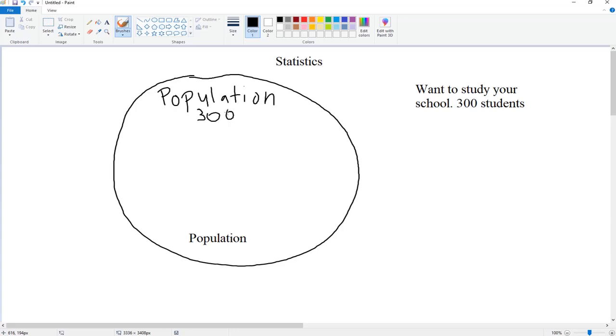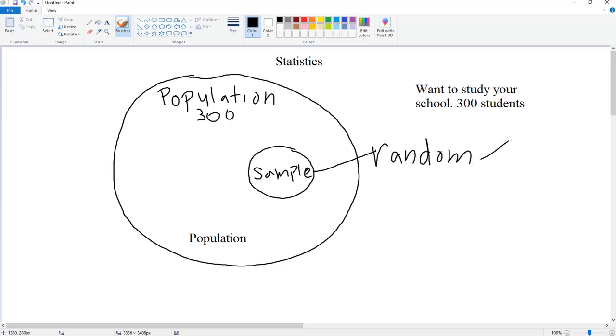So what we'd use in statistics is something called a sample. Now, a sample is a part of the population that is randomly chosen. There are two kinds of samples that you could have. You could either have a random sample, and this is the one that you want, and I'll explain what that is in a bit, or you could have a biased sample, and that's the one you don't want.